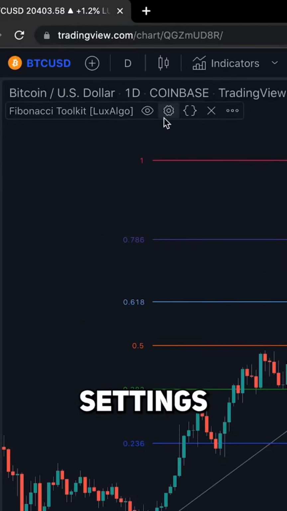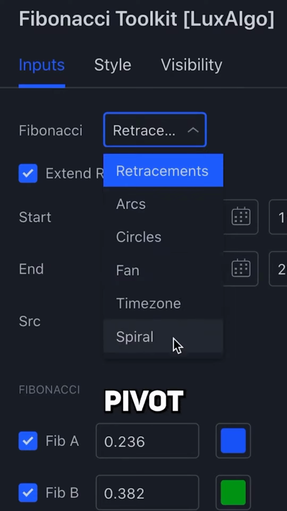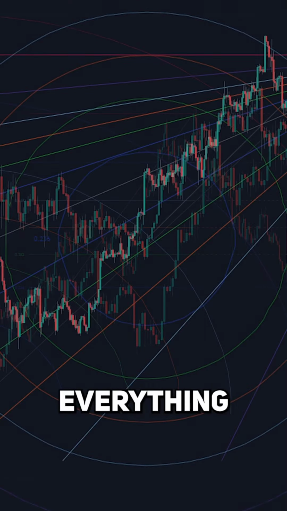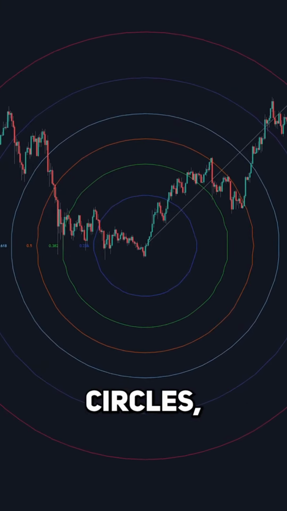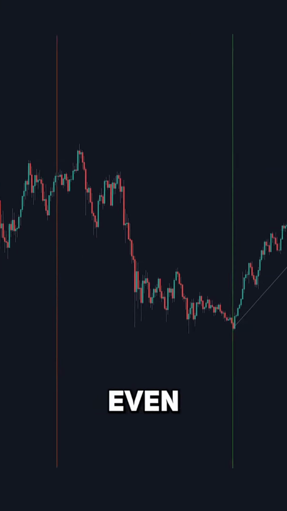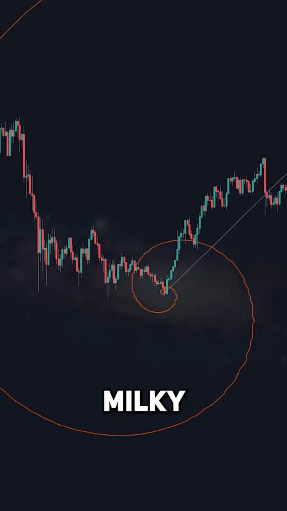You can then go into the settings and select every Fibonacci analysis method using those same pivot points. It truly has everything all in one, from Fibonacci retracements, arcs, circles, fans, time zones, and even the classic spiral golden ratio, aka the Milky Way galaxy.